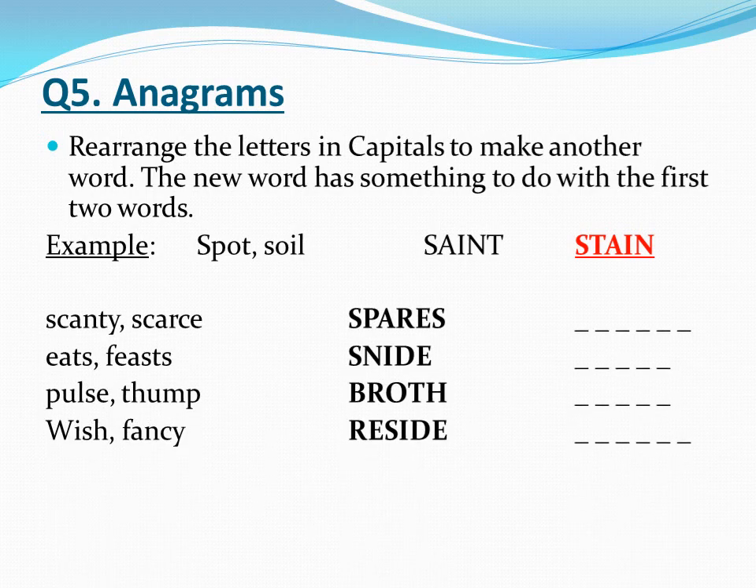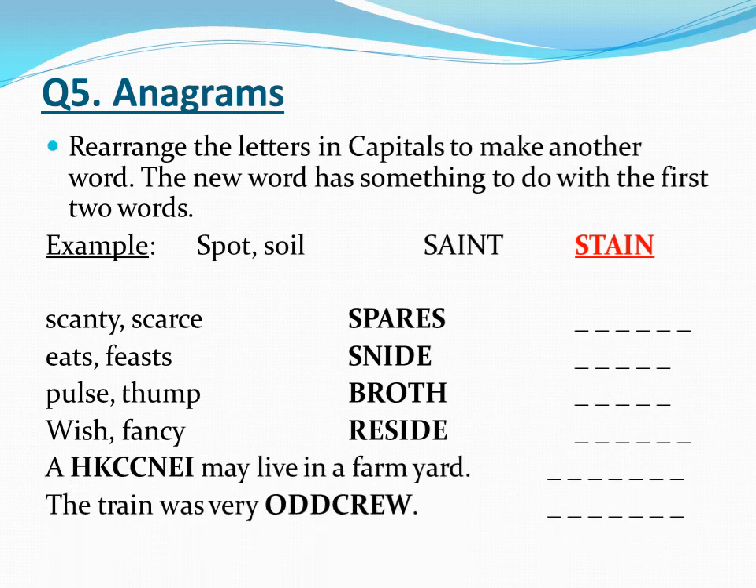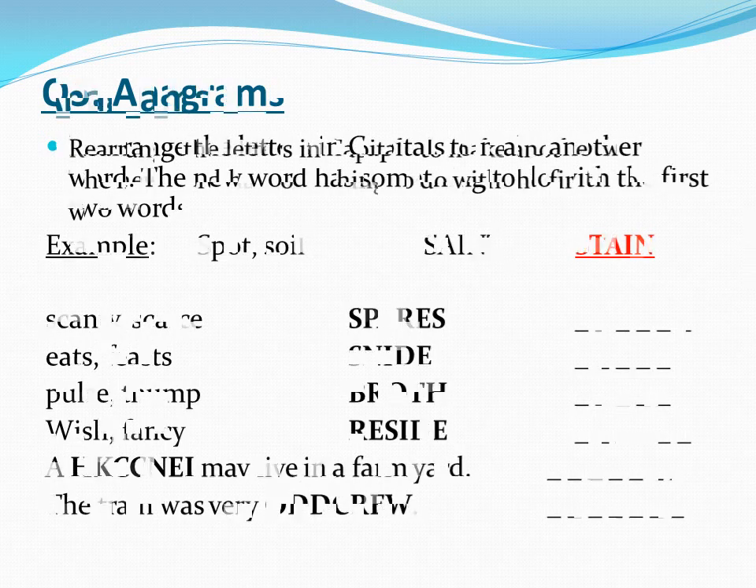So let's look at some examples now. The first one is scanty and scarce. So using SPARES, S-P-A-R-E-S, you need to make another word which means something to do with scanty and scarce. So the next one, using S-N-I-D-E, you need to make a word which has something to do with eats and feast. Okay, so there are four more examples given. So let's go through them together.